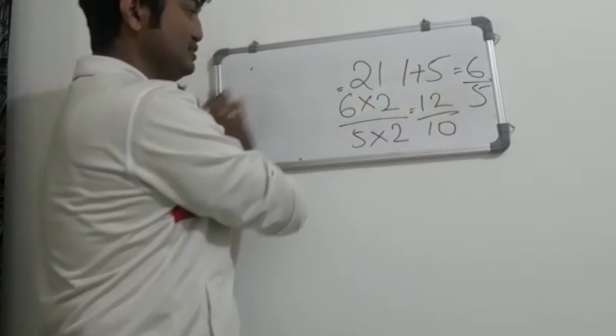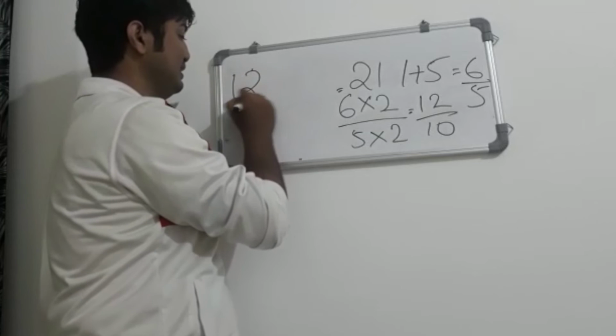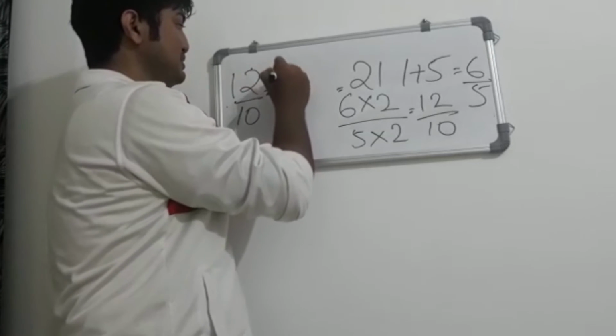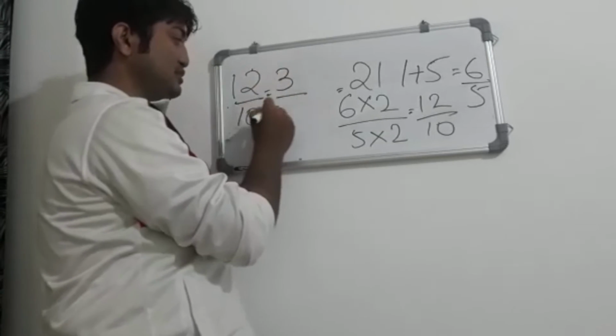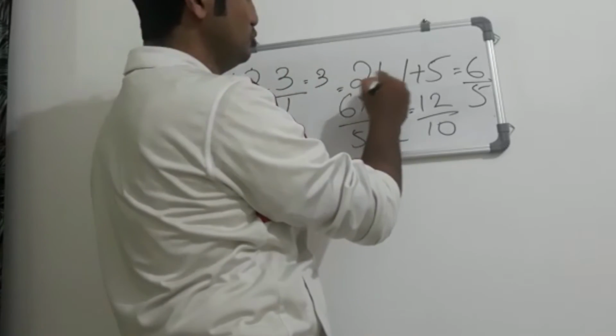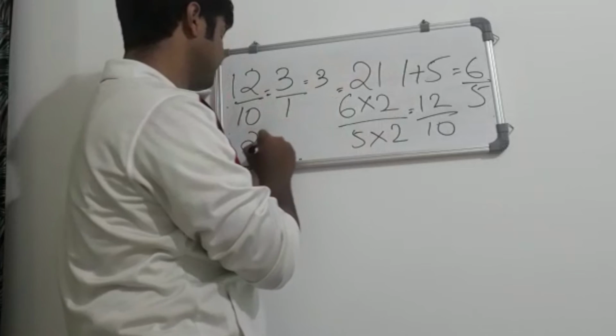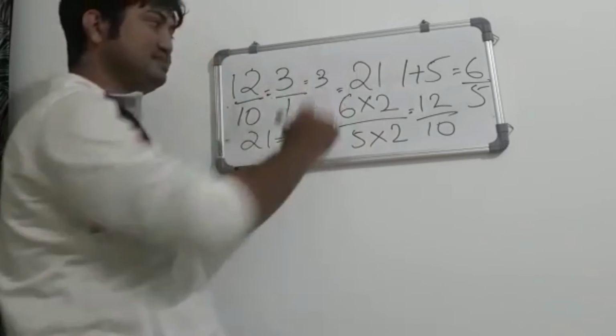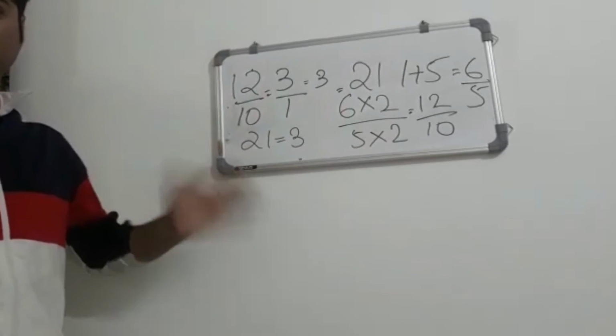So 12 by 10. So 12 is basically 3, 10 is basically 1 plus 0 is 1. So 3 by 1 is 3. Now if you see 21, 2 plus 1 is also 3. And hence we can use this math for division also.